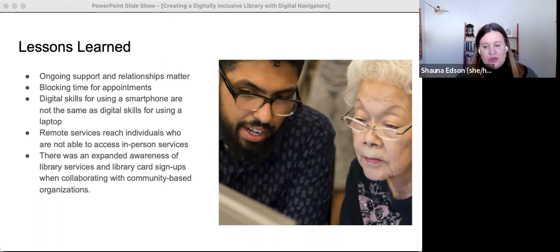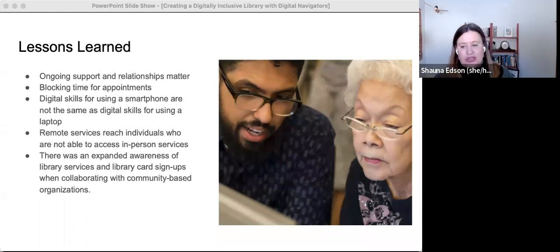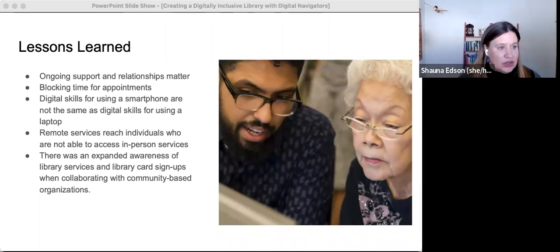And then remote services reach individuals who are not able to access in-person services. That was pretty obvious, but we were surprised to learn how many folks, while much less than when our buildings were closed, still request remote services. There's all sorts of barriers to coming into libraries or community organizations. So still being able to offer some form of remote services is essential.